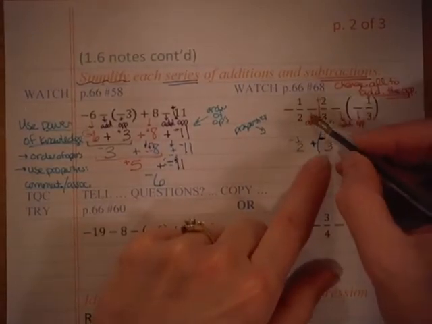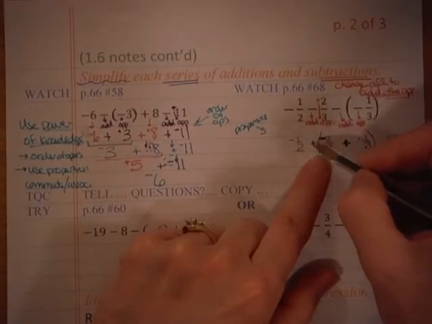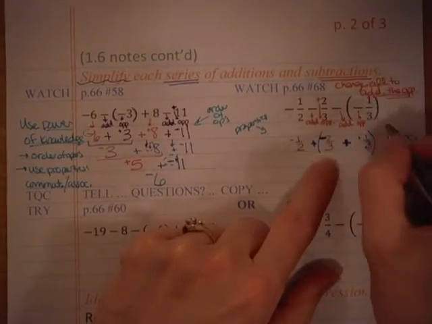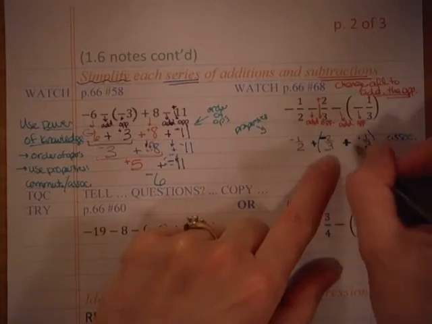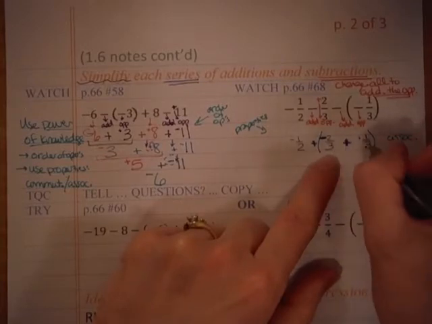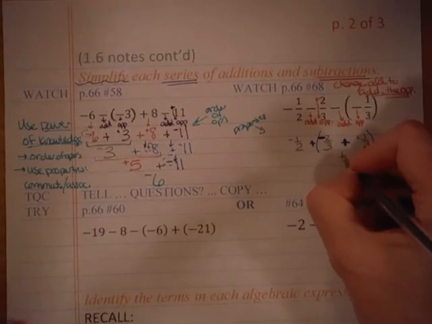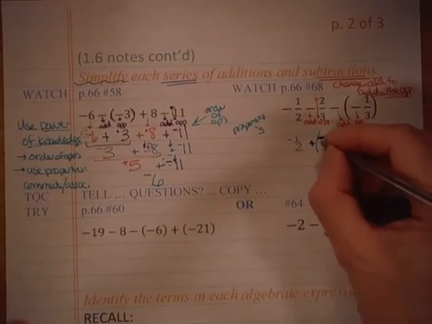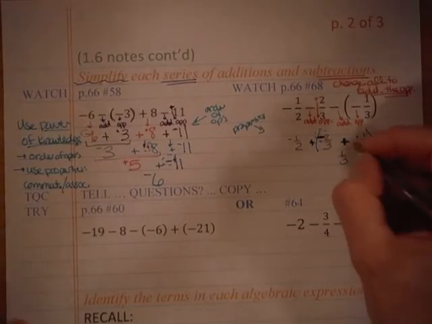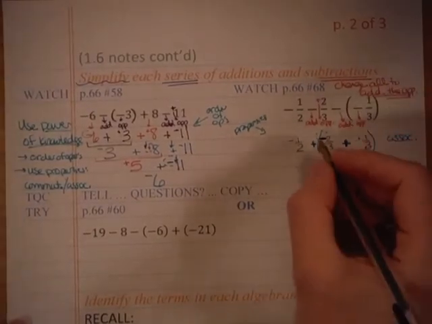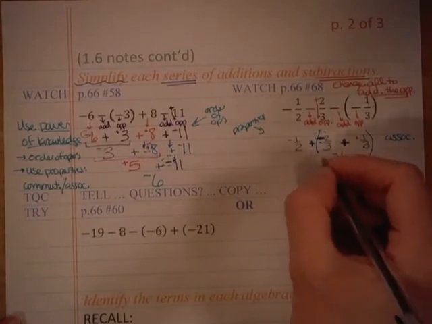Instead of subtracting 2/3, it's going to be adding a negative 2/3. So we have different signs here, negative 2/3, positive 1/3. So we subtract: 2/3 minus 1/3 is going to be 1/3, top minus the top. Keep the sign of the bigger number, so this becomes a negative 1/3. And then we have a negative 1/2 here still.